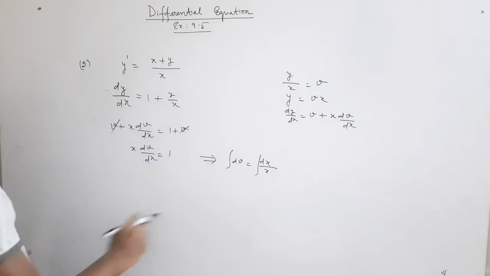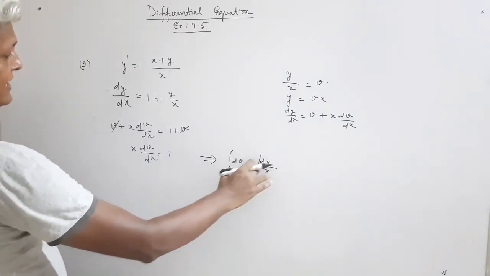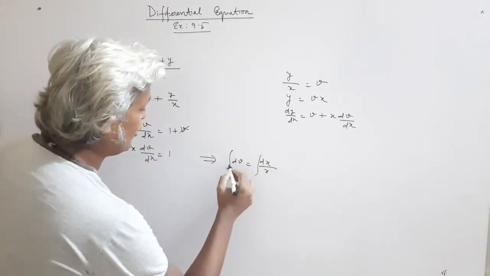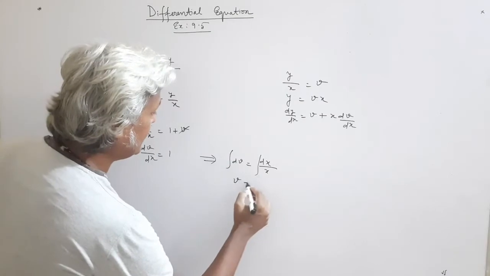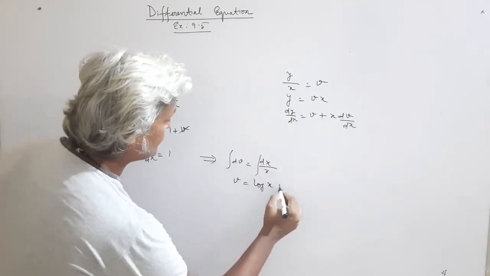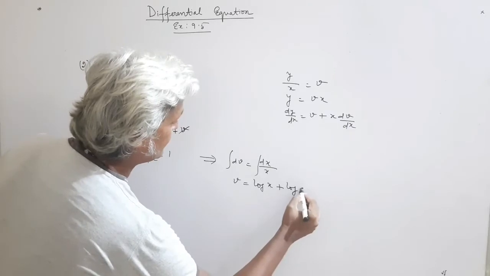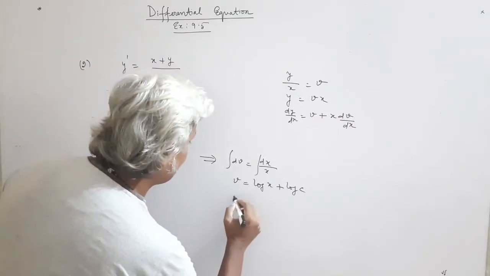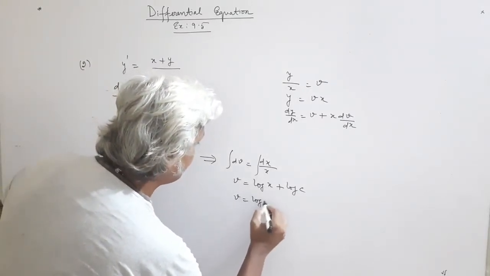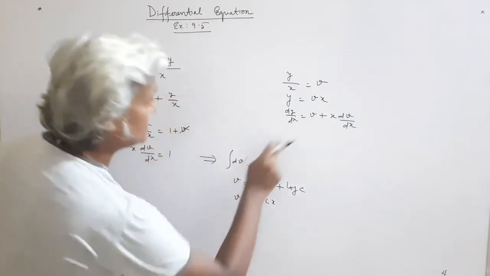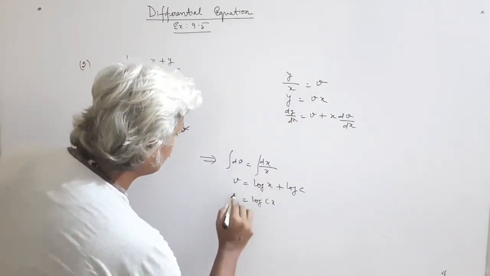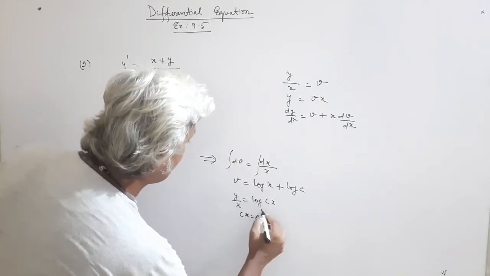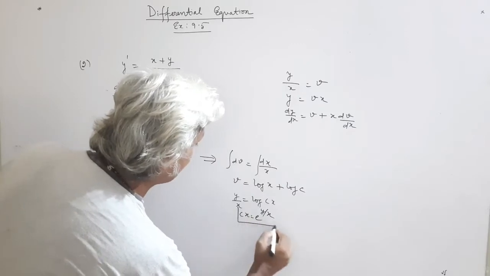Now I integrate. If you cross multiply, dx is x dv, same. So on integration, dv has a 1 hidden there, so the integral is v, and this is log x plus the constant of integration, which I can write as log c. So here I get v equals log cx. Therefore, what is v? v is y over x. So now I replace v and write y by x. Then I can write cx is e to the power y by x. This can be a possible form.